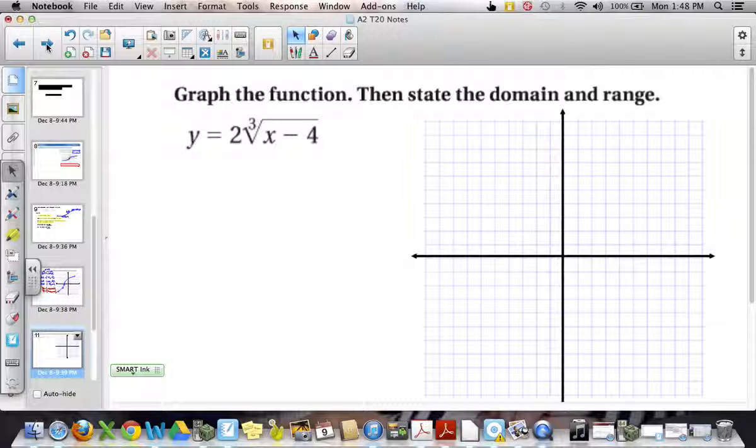Okay, moving on to another example. Why don't you give this one a try first? Pause the video. Once you're finished, you can unpause and see if you've got the correct graph.